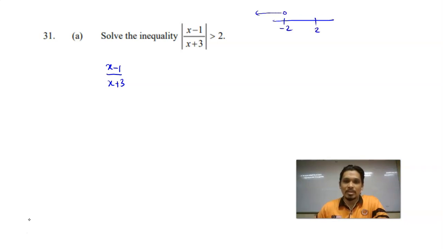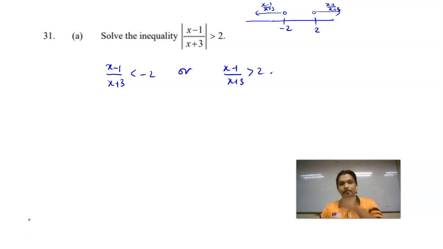One on the left side, and the other one on the other side. So just imagine this (x - 1)/(x + 3) here, and also (x - 1)/(x + 3) here. So (x - 1)/(x + 3) is less than negative 2, or (x - 1)/(x + 3) is greater than 2.